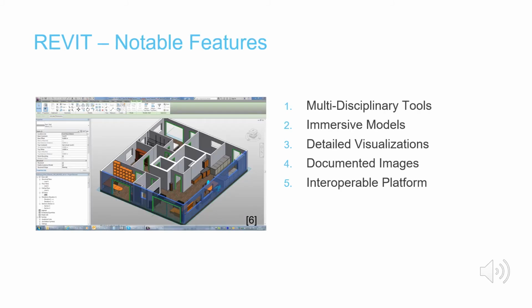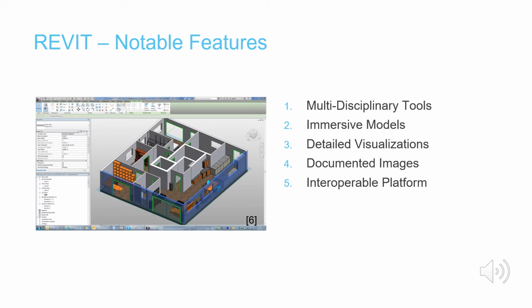Revit has 5 notable features. The first one is that it is a multidisciplinary tool. Revit is an economical and powerful solution for a team composed of architects, engineers, and construction professionals. The platform has tools expressly crafted to meet the needs of everyone involved in building a structure.